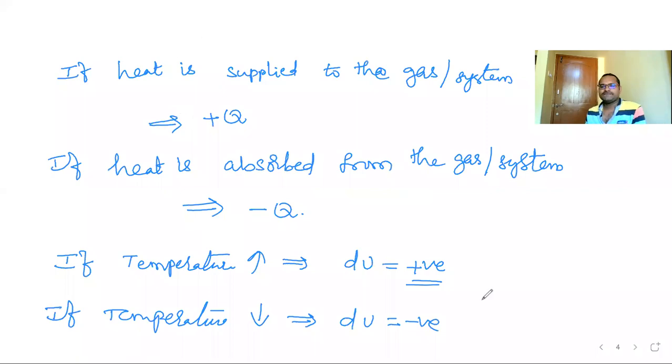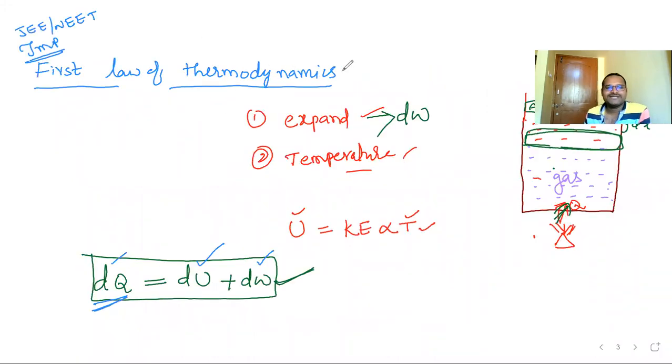See, first point, yes, first law of thermodynamics. It states that heat energy that is supplied to the gas is equal to the sum of increase in internal energy of a gas and work done by the gas. The heat energy supplied to the system is equal to the sum of increase in internal energy of a system and work done by the system. Clear? Here dQ we should take as positive when heat is supplied to the gas. dQ we should take as negative when heat is absorbed from the gas.